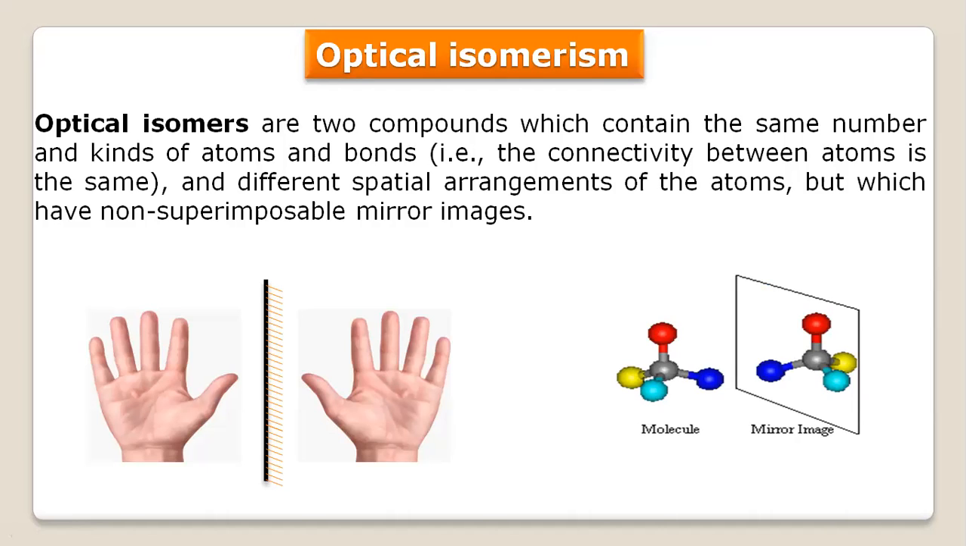For optical isomerism, optical isomers are two compounds which contain the same number and same kind of atoms and bonds, and the connectivity between the atoms is the same, but they show a different spatial arrangement of atoms. Therefore they are non-superimposable mirror images of each other, and this type of structure we call optical isomerism.